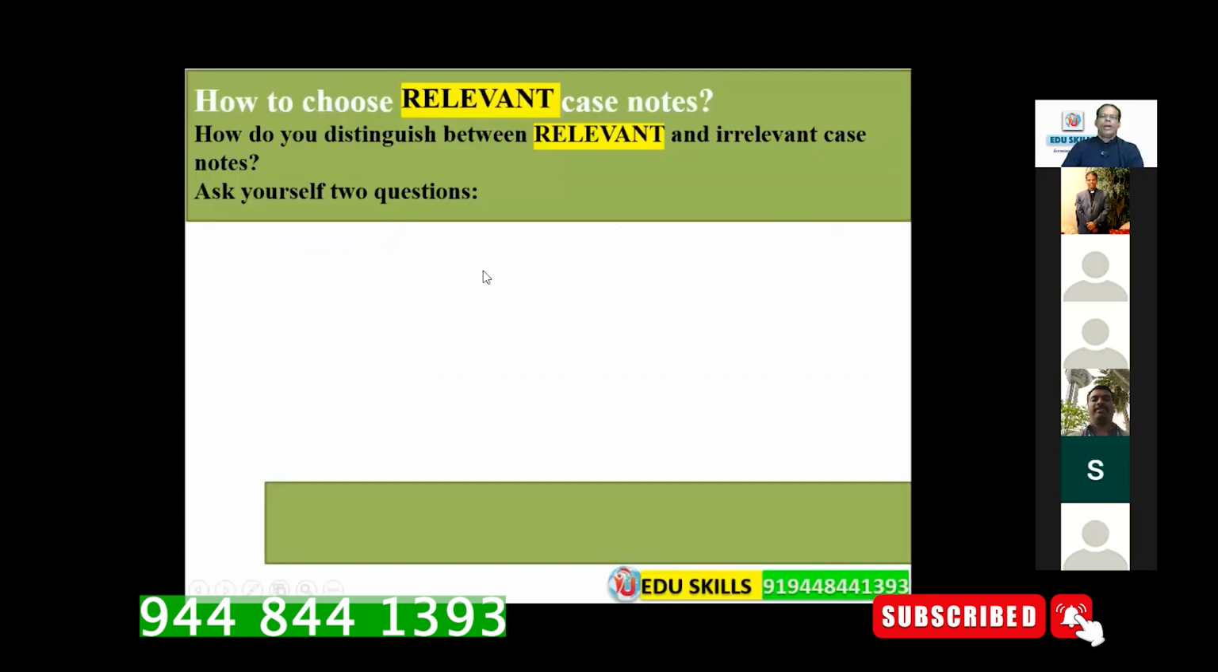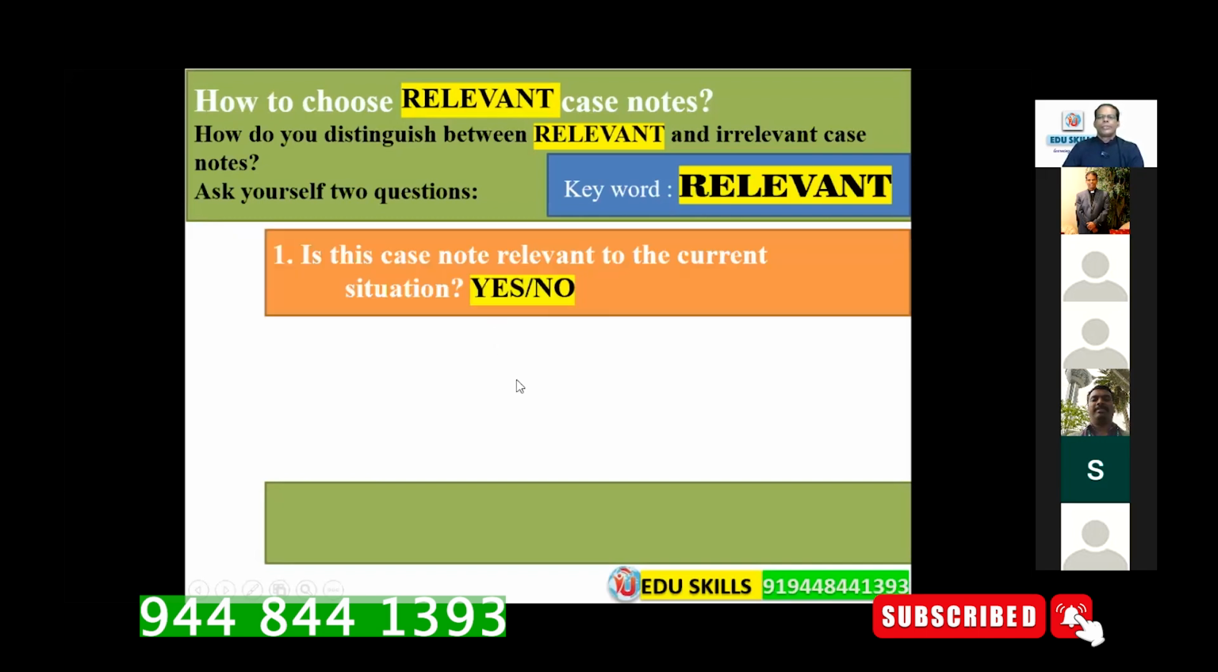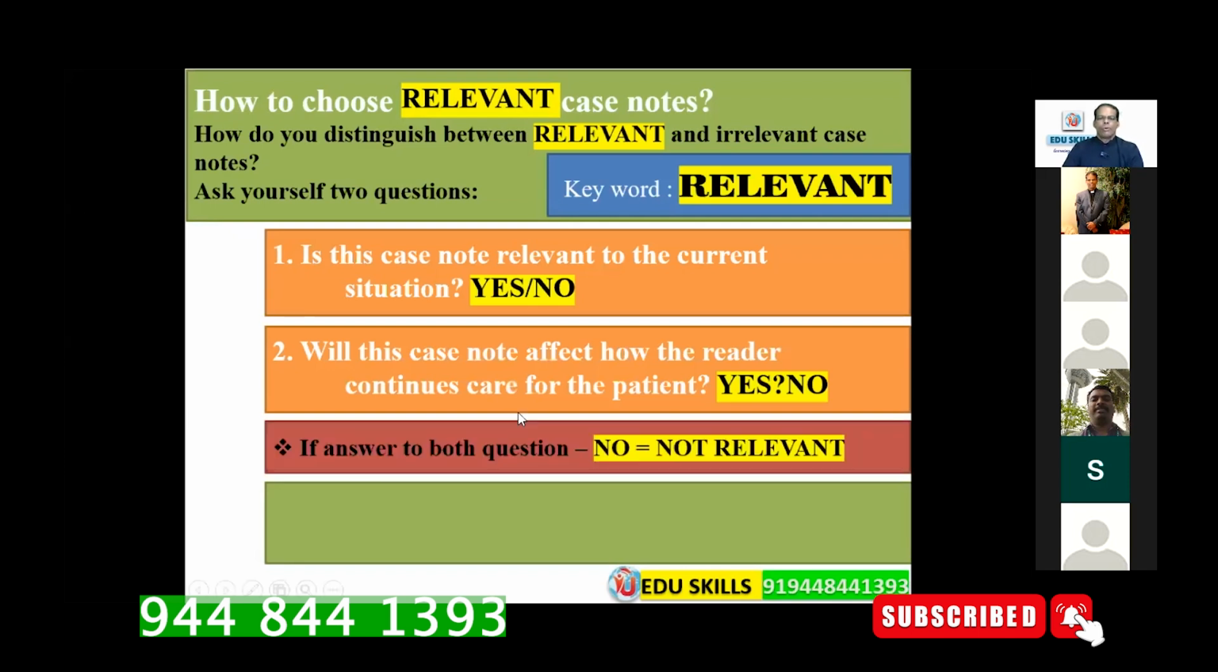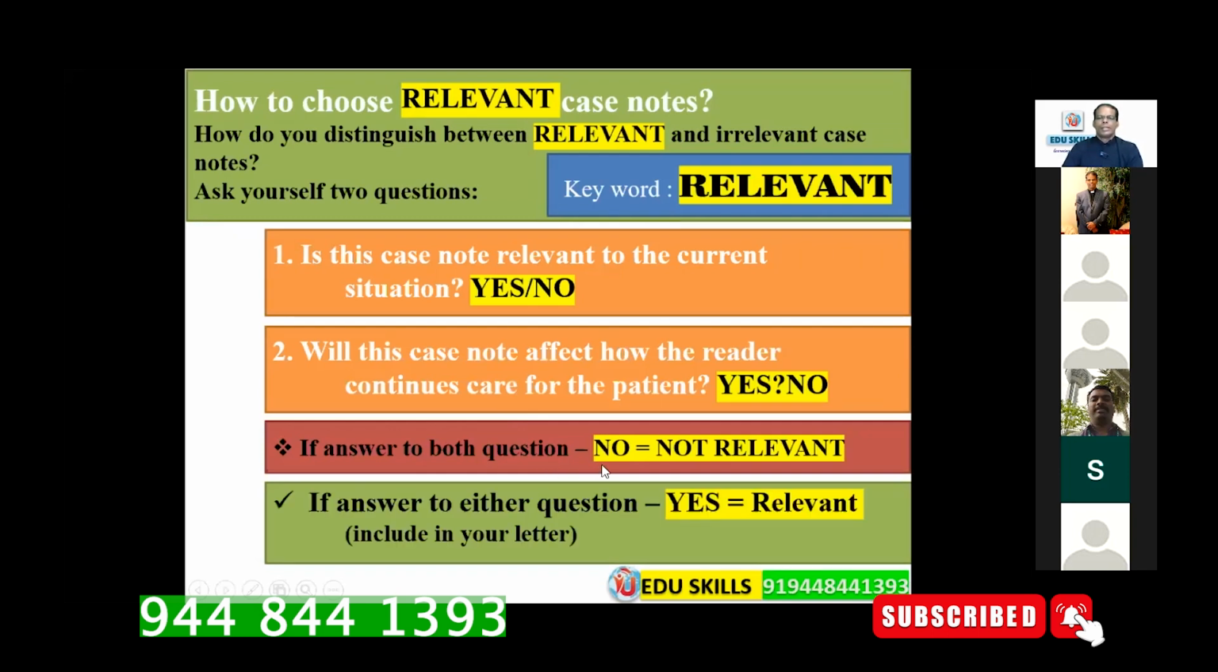It's not the word count, but these criteria are important. How to choose relevant case notes? How do you distinguish between relevant and irrelevant case notes? Ask yourself two questions. Is this case note relevant to the current situation? Will this case note affect how the reader continues care for the patient? Yes or no? If the answer to both questions is no, it's not relevant. If the answer to either question, any one of the questions, is yes, it's relevant, include it in your letter.